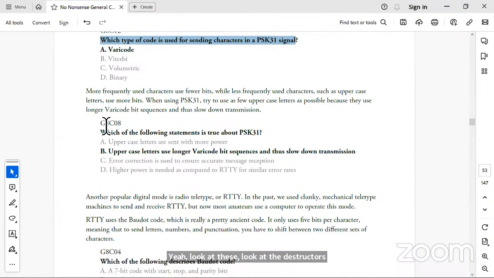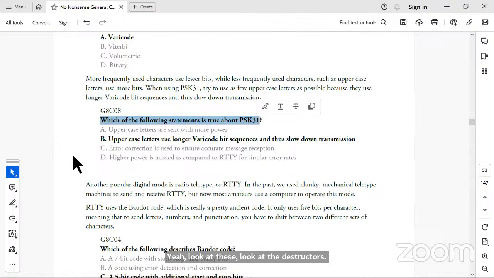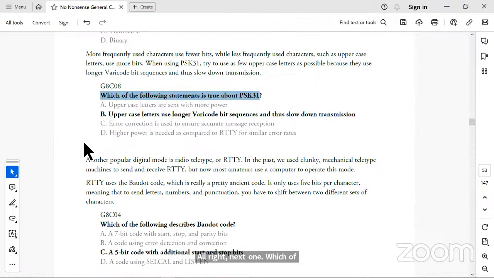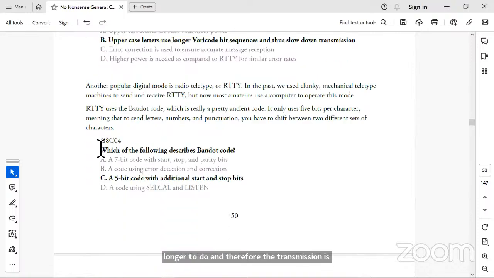All right, next one. Which of the following statements is true about PSK31? So we said that the uppercase uses longer varicode bit sequences and thus slows down transmission. Lowercase characters use fewer bits. The uppercase or capital letters will use more bits, and because it's more bits for those, it will take longer and therefore the transmission is slower. That's all this is saying.